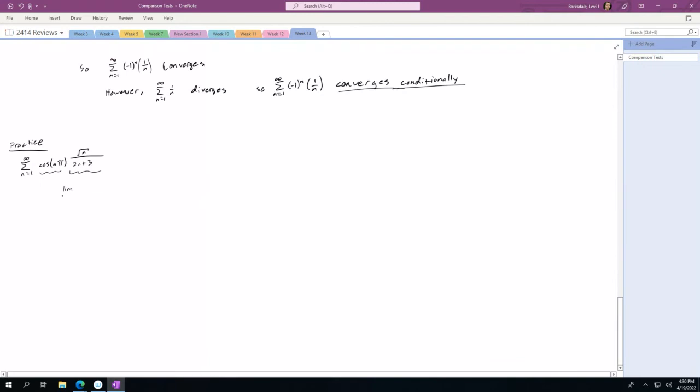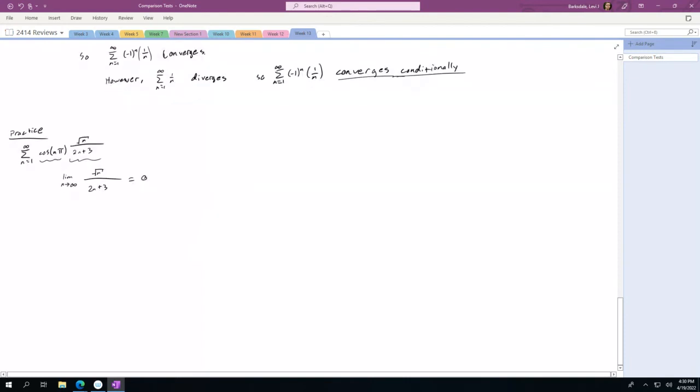First off, we can see that the limit as n approaches infinity of the square root of n divided by 2n plus 3, well, the square root of n is a smaller term than 2n, so this is in fact going to go to 0. Next, we can actually see that our terms do in fact get smaller.